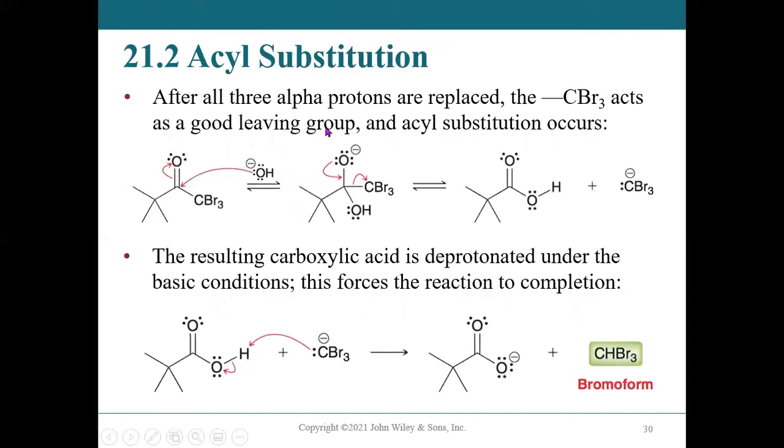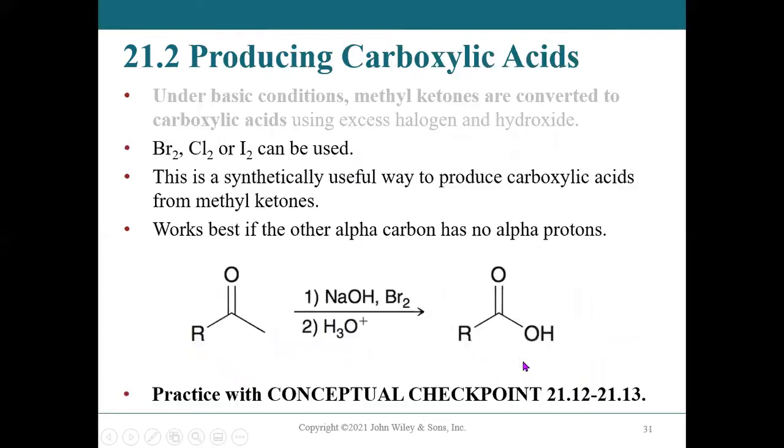After all three alpha protons are replaced, the CBr3 acts as a good leaving group and an extra substitution occurs. So here again, we first brominate the alpha carbon, and then we have the nucleophilic substitution. So this is two steps. The resulting carboxylic acid is deprotonated under the basic condition. This forces the reaction to completion. Once we finish the reaction, we protonate this anion to produce the acid.